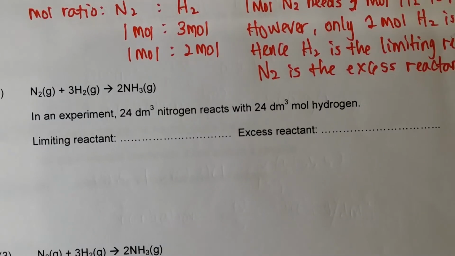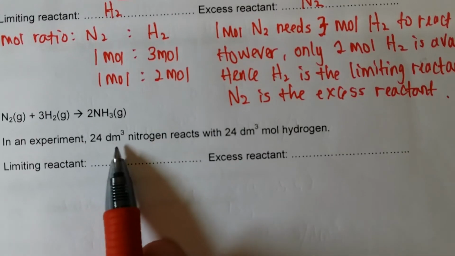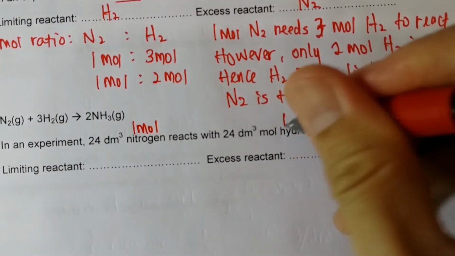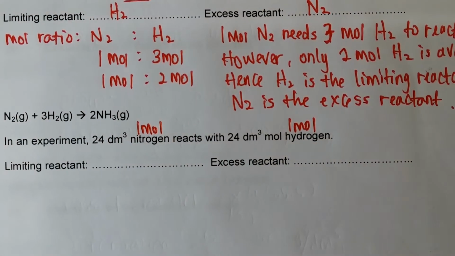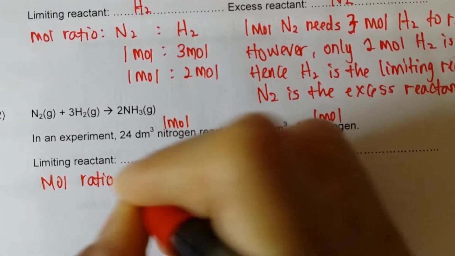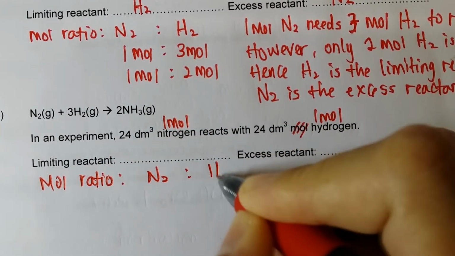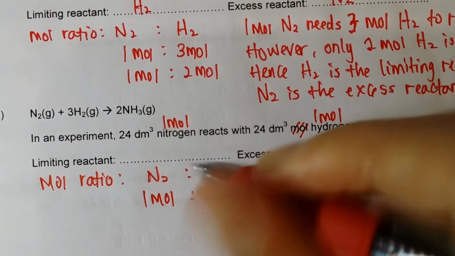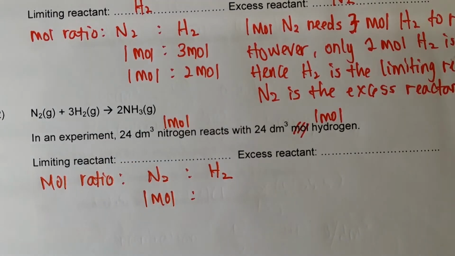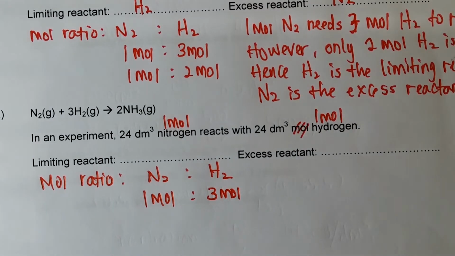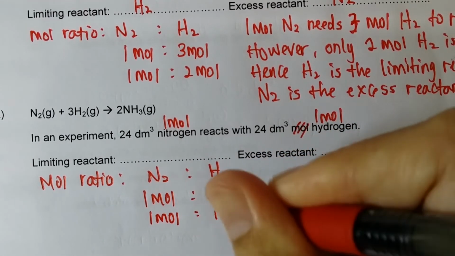How about the second example? Same thing. 24 dm cube of nitrogen is actually 1 mole. So this is 1 mole. This is also 1 mole. There is a typo here. Same thing, mole ratio. So the working would be like this: nitrogen, hydrogen. According to the chemical equation, the first row is always based on the chemical equation: 1 mole, 3 mole. Now we only have 1 mole and 1 mole.